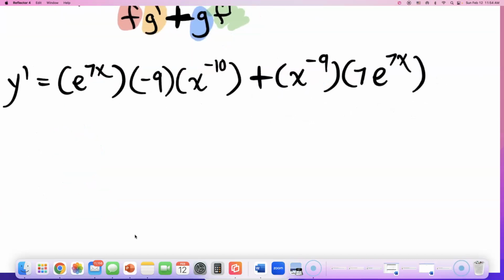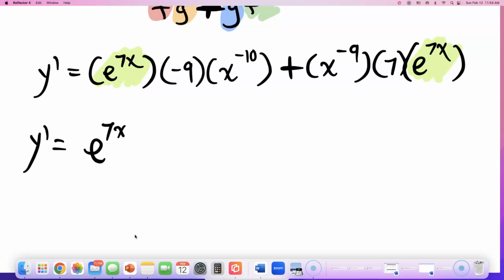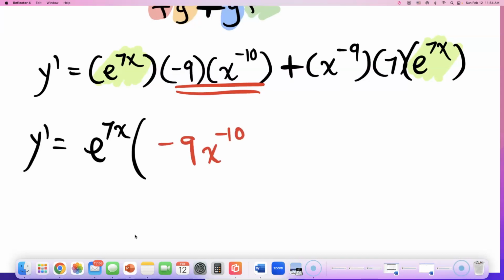All right, done with calculus. Let's do some algebra. Anything that we can factor out? Guys, I always factor out the e term first. I'll try to keep the 7 in a separate parenthesis of its own. If I factor out that exponential term of e to the 7x, let's write down what's left. In the first part, we have negative 9 x to the negative 10th power. In the second part, if you combine these two, you'll get 7 x to the negative 9th power. So I think that's actually okay. Yeah, that looks pretty good.